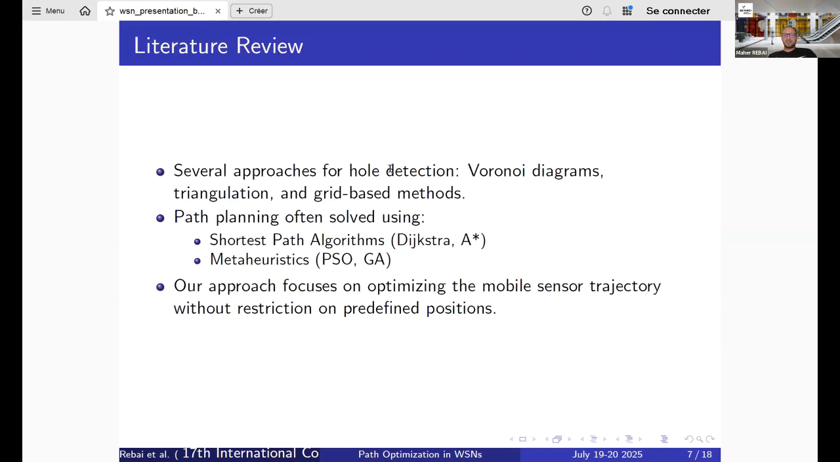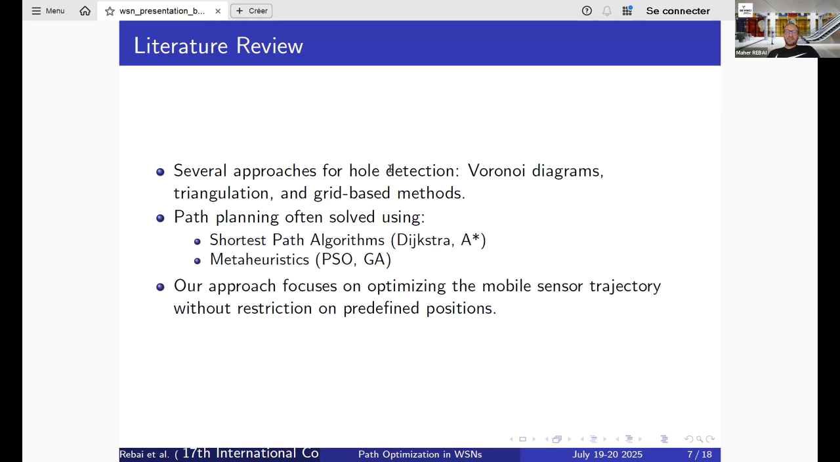Most approaches in the literature are based on decomposing this problem into two sub-problems. The first sub-problem tries to determine critical positions that allow coverage of holes, and in the second sub-problem, authors try to determine the shortest path or the shortest cycle of the mobile sensor using some algorithms like Dijkstra, A-star, or approximate methods based on PSO, particle swarm optimization algorithm, or genetic algorithms.